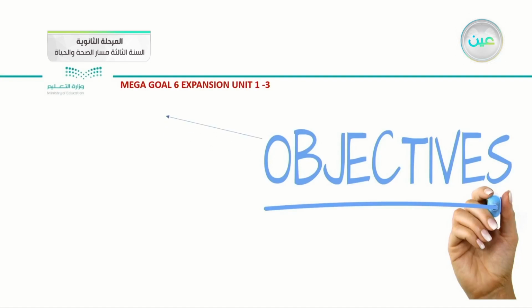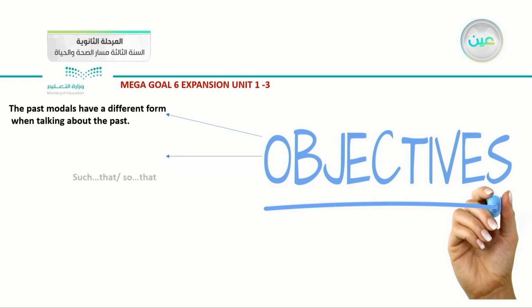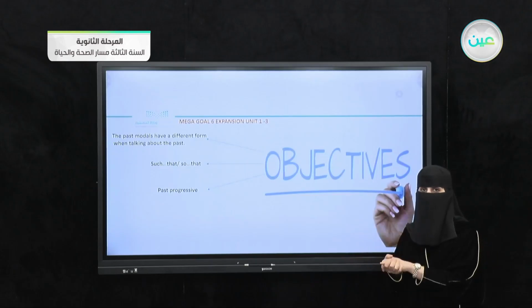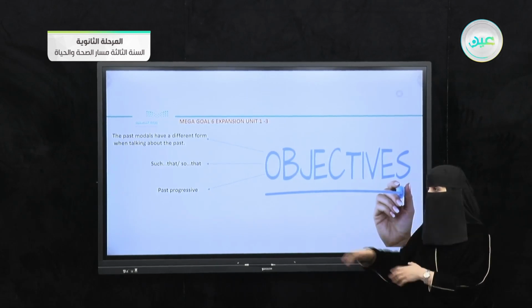Let's begin with our objectives today. Our objectives today have 4 points. Number one, we should discuss the past modals, which have a different form when we are talking about the past. This is the first point. Number two, such that and so that, the purpose of them and how we can apply them with the question. Number three, past progressive. How can we apply past progressive in our sentences? What is the structure of it? What is the main purpose of using it?